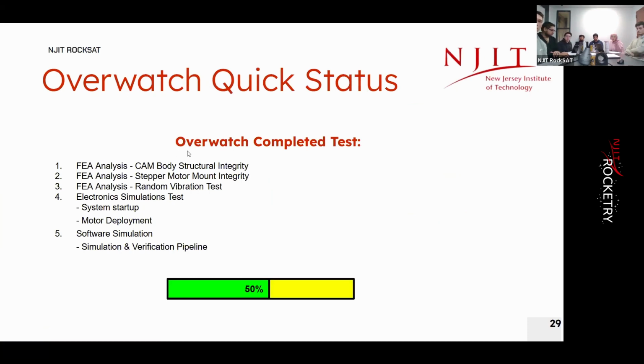As for the Overwatch quick status, we have completed FEA analysis on the cam body structural integrity. We completed a motor mount structural integrity analysis as well, and completed a SolidWorks FEA analysis on random vibration test. We also did some electronic simulation tests, which include system startups and motor deployment, and as for the software, we did a simulation and verification of the entire process. So currently we're at 50% in terms of Overwatch completed tests. Our second half would be after manufacturing and testing, everything pretty much together working cohesively.